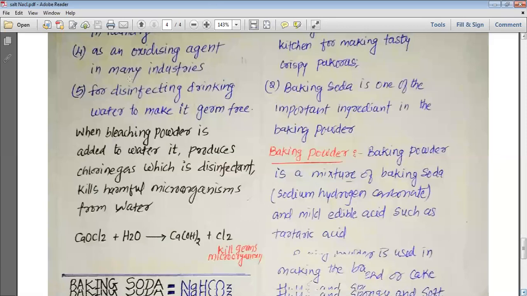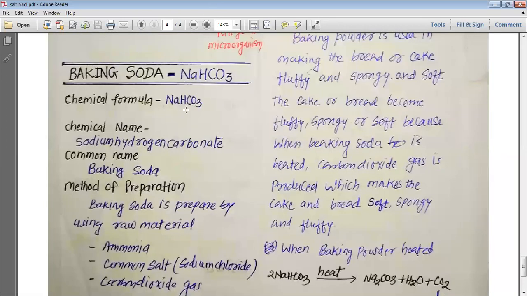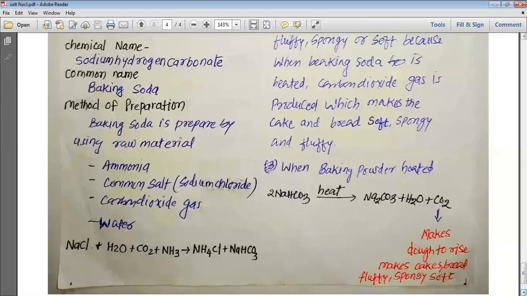Then we have studied about baking soda. The common formula for baking soda is NaHCO3. The chemical name for it is sodium hydrogen carbonate, which is also commonly known as baking soda. Method of preparation: what are the raw materials needed for the preparation of baking soda? The raw materials needed are ammonia, common salt or sodium chloride, carbon dioxide gas and water.